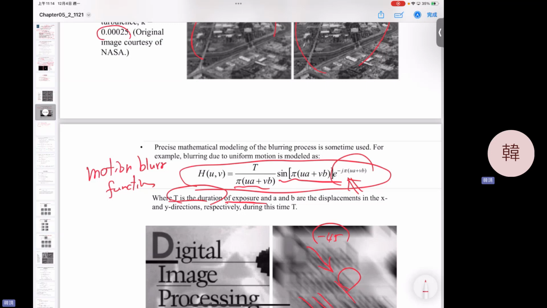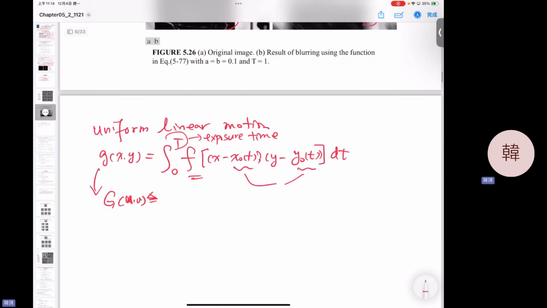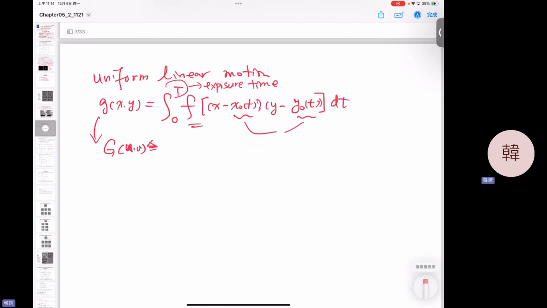Okay, so we have this motion assumption in different directions.